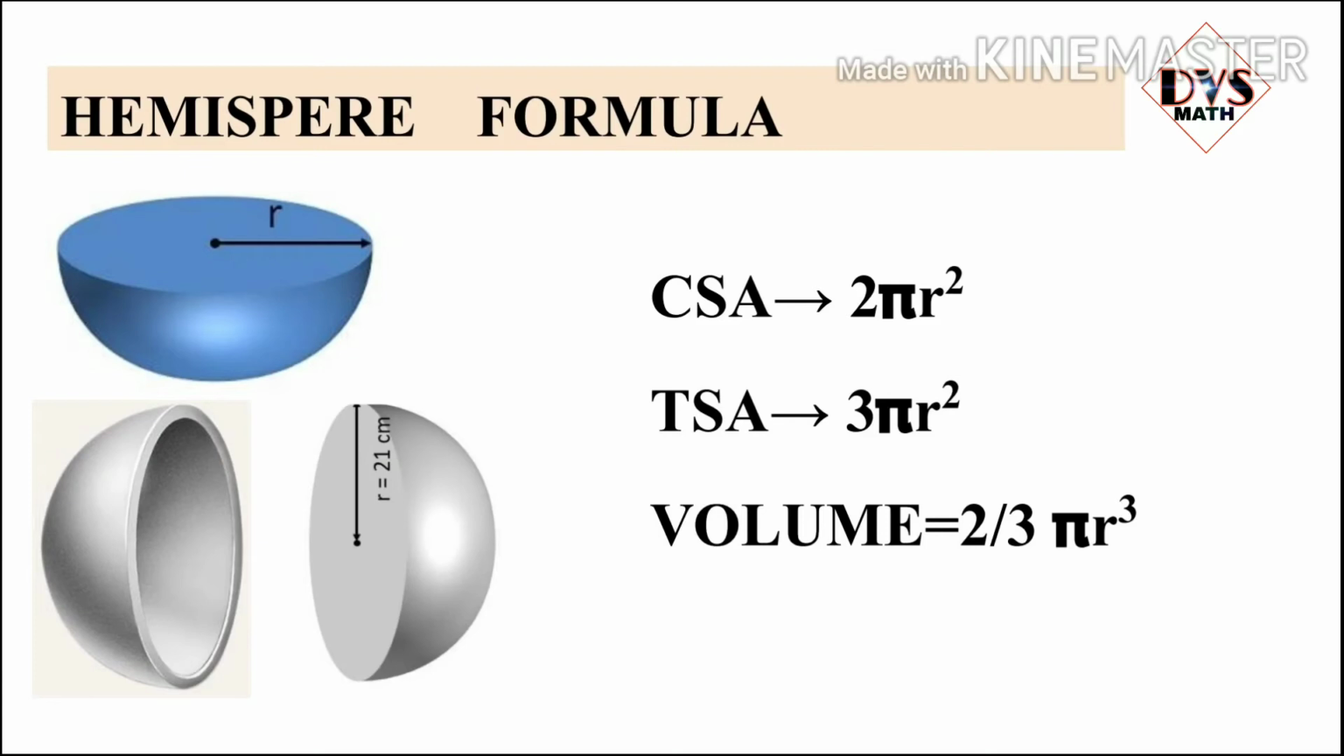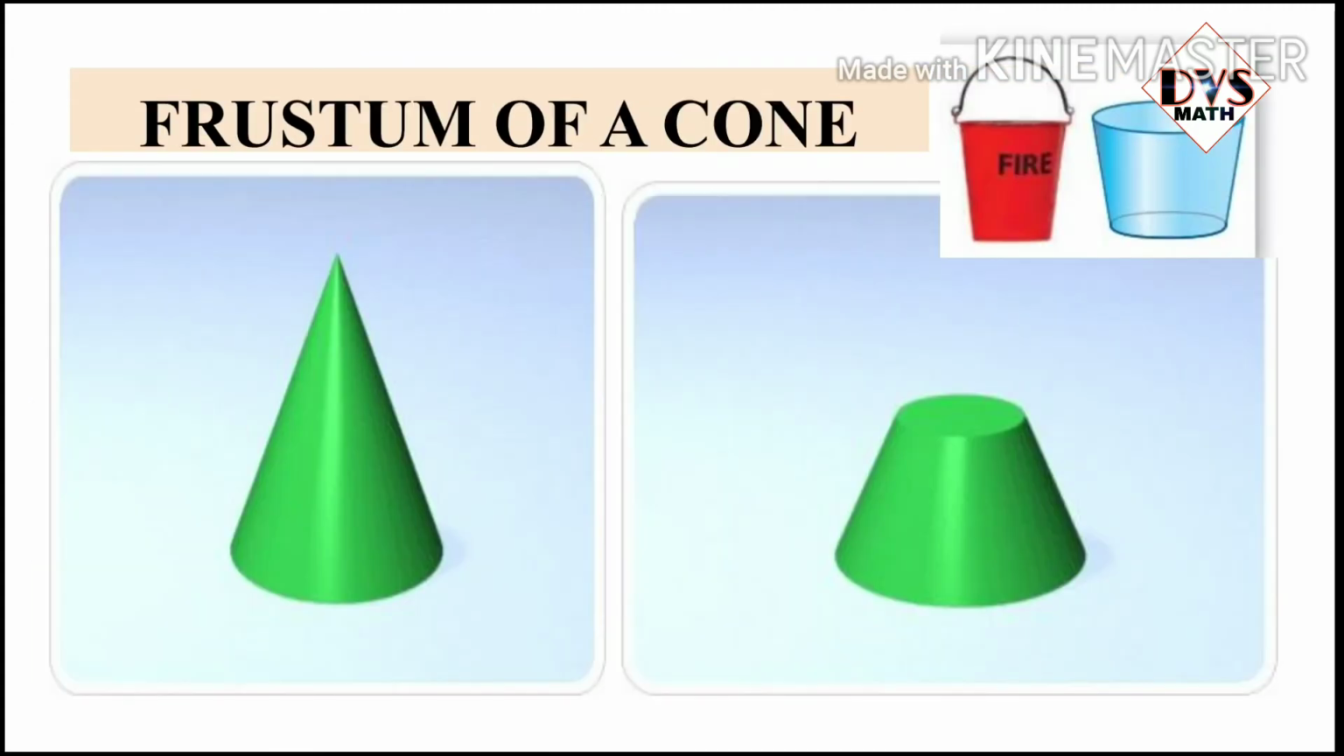Then volume is, again we take half of the sphere's volume, which is 4 by 3 pi R cube. Here we take 2 by 3 pi R cube. So the volume of hemisphere is 2 by 3 pi R cube. Frustum of cone. We get this figure when we cut a cone horizontally. That means if we cut a cone horizontally, the remaining part we call the frustum of cone.